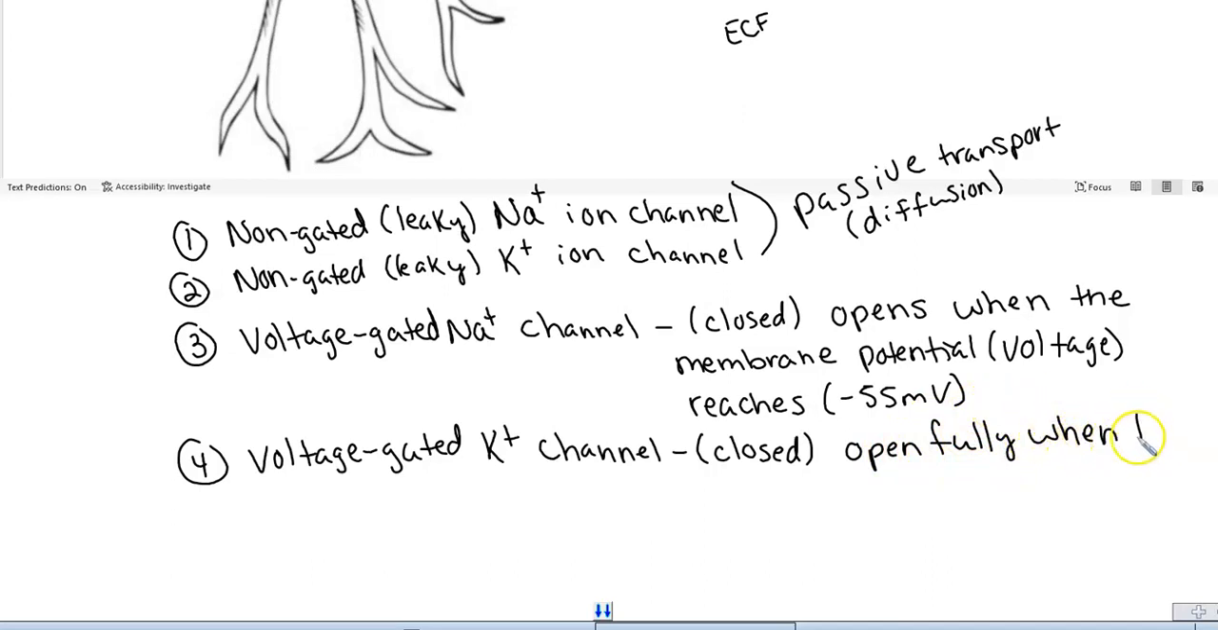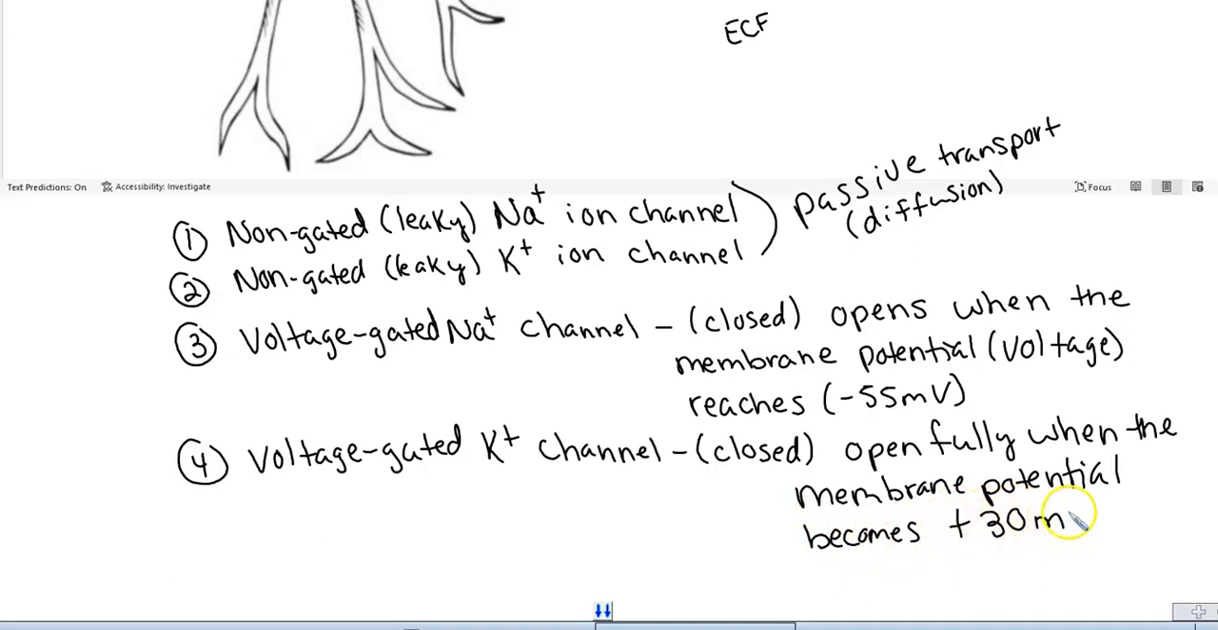I'm telling you this for a reason. When the membrane potential becomes a positive 30 millivolts. So these are important numbers. Sodium's going to open at negative 55, potassium's going to open at positive 30. So I put open fully because this is a very slow gate. It's slow to open and it's slow to close.